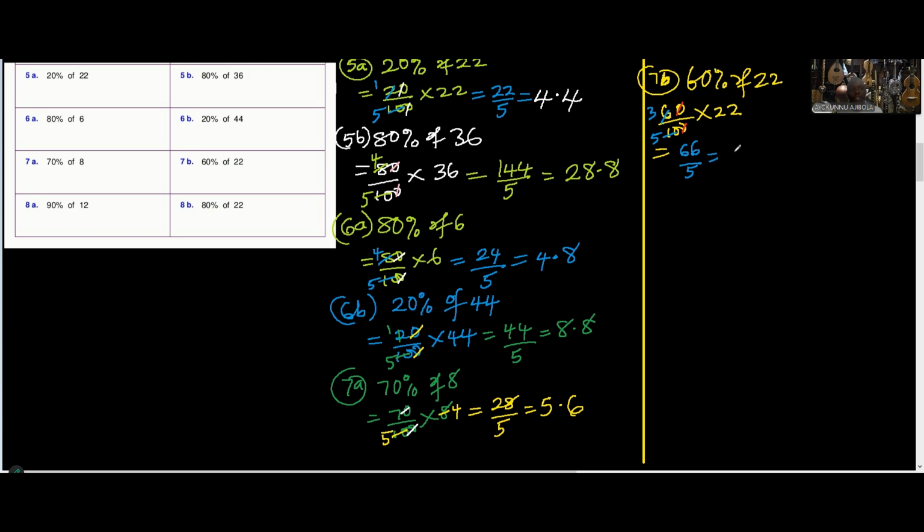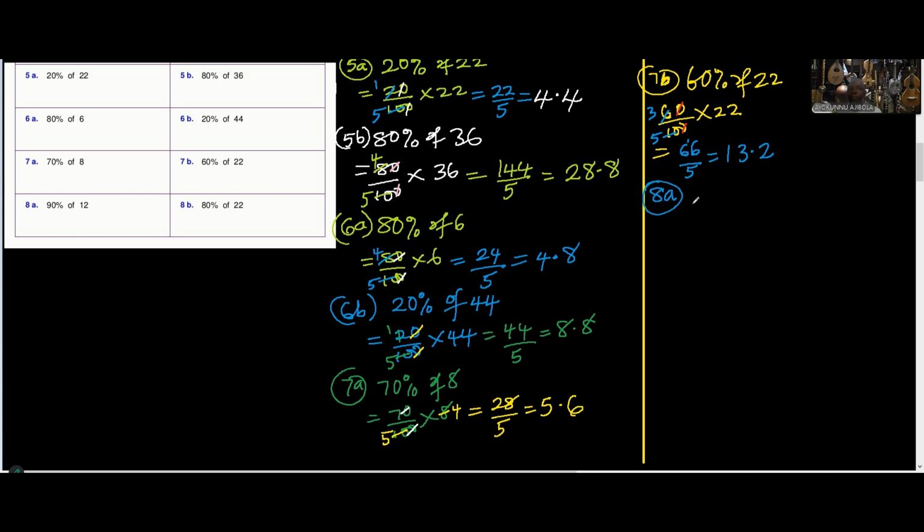How many 5s in 6? That's 1, remainder 1. How many 5s in 16? That's 3, remainder 1. So how many 5s in 10? That's 2. Is this clear to you? Yes. Now we have 8a.